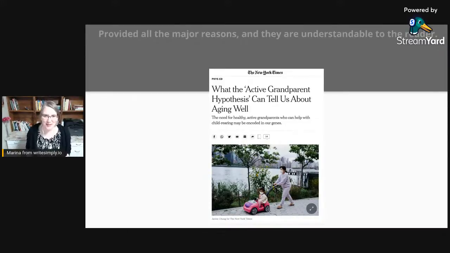Here's another interesting one. What the active grandparent hypothesis can tell us about aging well. So there's this active grandparent hypothesis, which, a hypothesis is like an educated guess or an opinion about something. So let's see if there are some reasons for this active grandparent hypothesis. And let's see if they make sense. So we're going to go to this article.